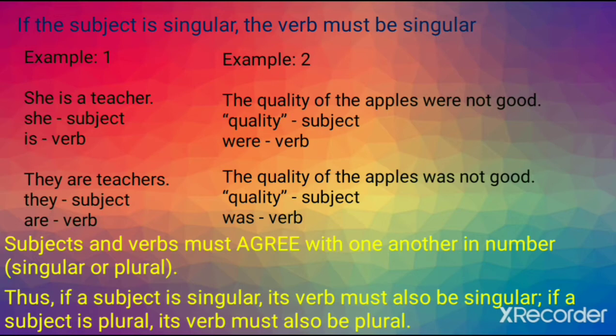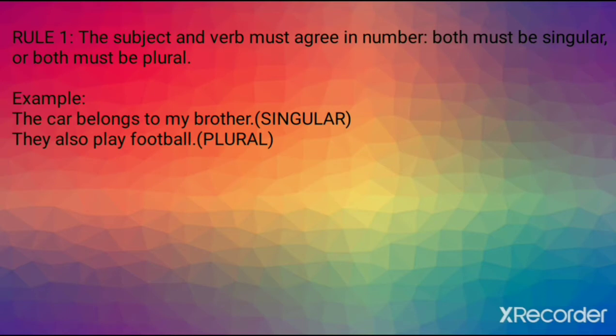Now, let's deal with the rules of subject-verb agreement. Rule number 1. The subject and verb must agree in number. Both must be singular or both must be plural. For example, the car belongs to my brother. Here in this sentence, the car is the subject and belongs is the verb. The car is singular. It is not the cars. So singular verb belongs is used.